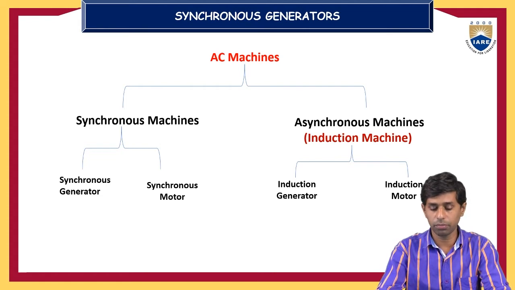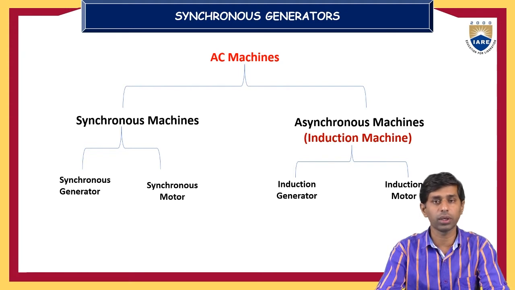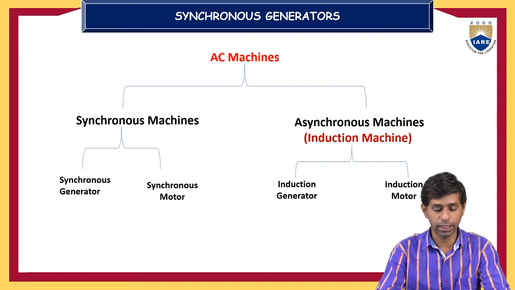The AC machines are basically divided into two categories. One is synchronous machines and the other one is asynchronous machines. In the synchronous machines, we have synchronous generators as well as synchronous motors. Whereas the asynchronous machines come under the induction machines, in which we have polyphase induction machines as well as single phase induction machines. The polyphase induction machines include induction generators as well as induction motors, whereas the single phase induction machines have single phase induction motors.